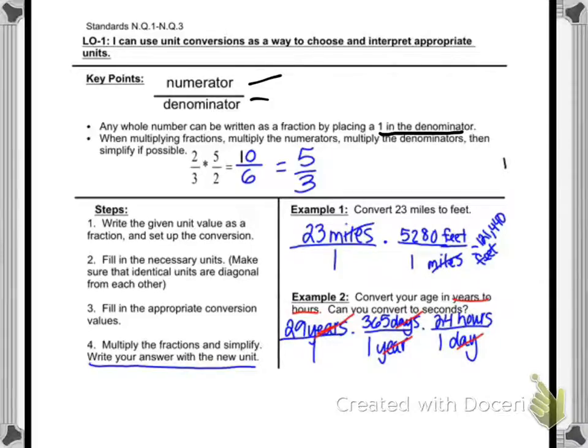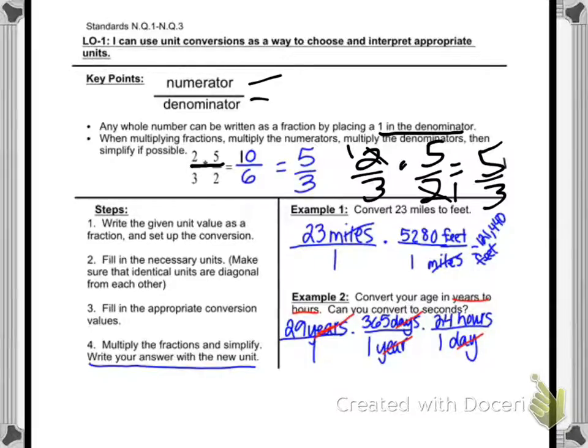Example. So right here we've got 2 times 5 is 10 on top, and 3 times 2 is 6, which simplified gives me 5/3. I could also have done this: I could have cross canceled. And now I've got 5/3 to begin with.